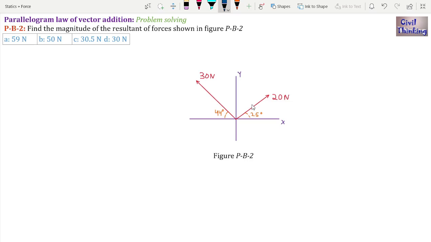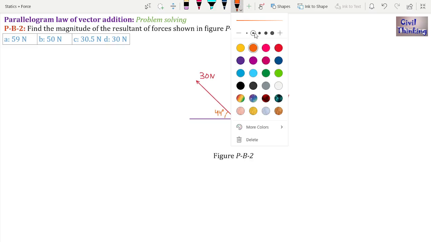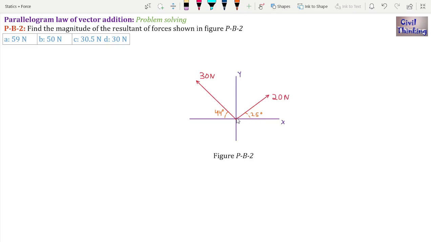Okay, now the resultant will be somewhere between them. Let us assume it is between them like this. Okay, this is resultant vector R. We have to find the magnitude of the resultant. We know the magnitude of the resultant is the square root of, let us say this is F1 vector and this is F2 vector, F1 squared plus F2 squared plus 2 F1 F2 cos theta.